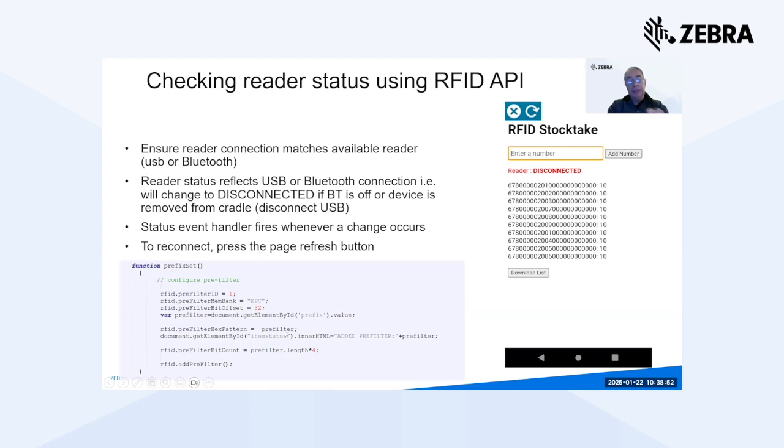And basically, the filter itself has to be an even number of characters, and it has to be a minimum of four characters. So if you want to set up a filter, in this case, on all tags beginning with 6780, the filter would be 6780, and you would just configure that through that code in order to make sure that you're only returning tags with that filter prefix.